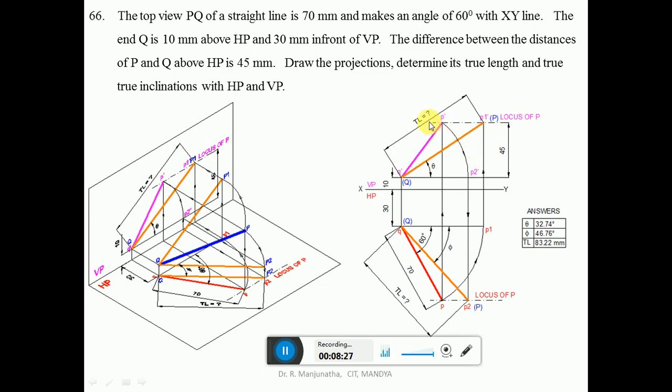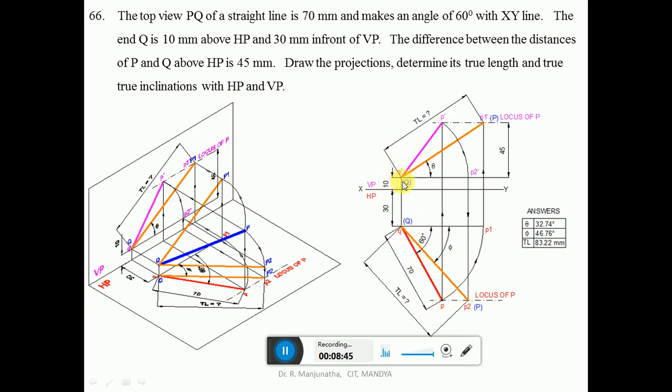Since you have the locus of P in the front view and you have this top view point, draw a vertical projector from small p, so that it cuts the locus of P in the front view, and you get this P dash. Then join Q dash P dash with a dark line. This will be the front view and this will be the top view.